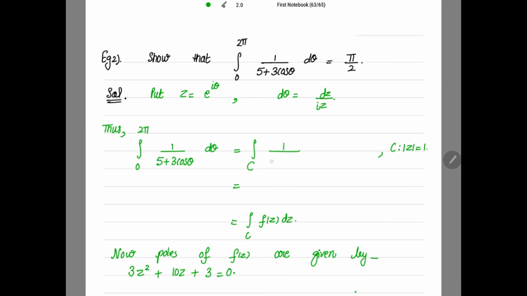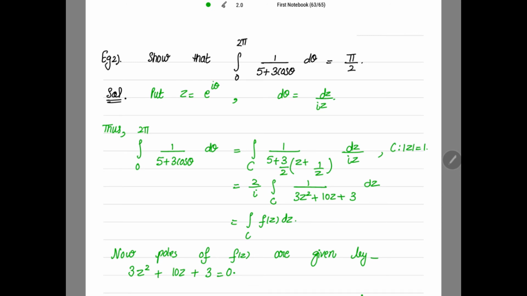So this is 1 over 5 plus 3 times cos θ, which in terms of z is 1 by 2 times (z plus 1 over z), and instead of dθ, I have dz over iz. If you solve this, you will get 2 over i times the integral over C of 1 over (3z square plus 10z plus 3) dz, and taking the whole of this as f(z).